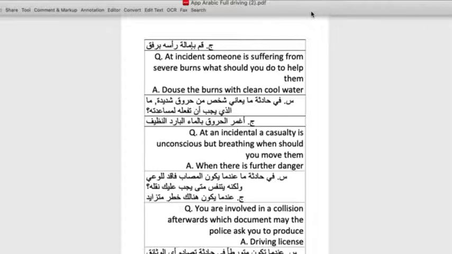At an incident, the casualty is unconscious but breathing. When should you move them?